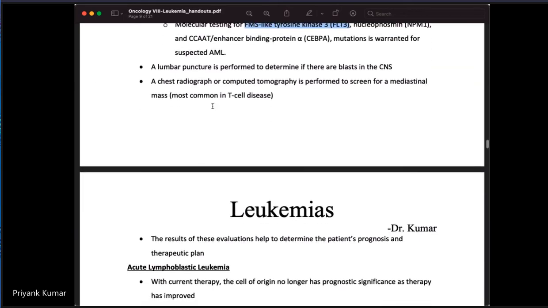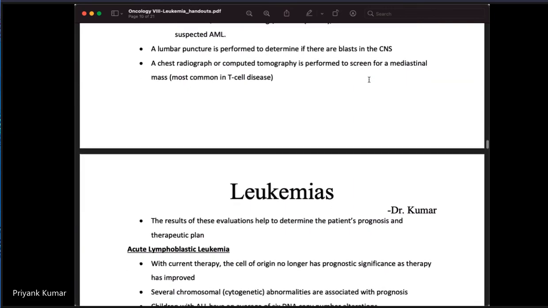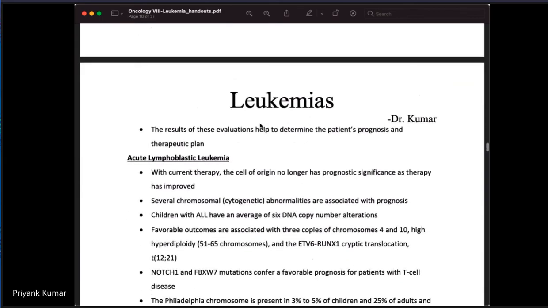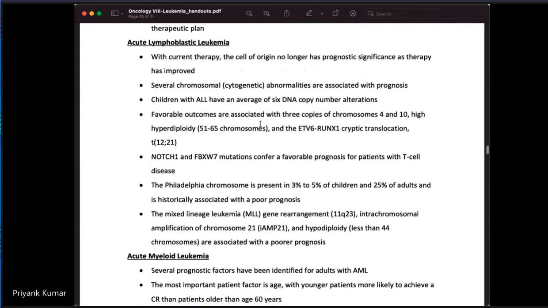Then a lumbar puncture is performed to determine if there are any blasts in the CNS. A chest radiograph is done to screen for a mediastinal mass. And now this brings us to ALL, acute lymphoblastic leukemia.